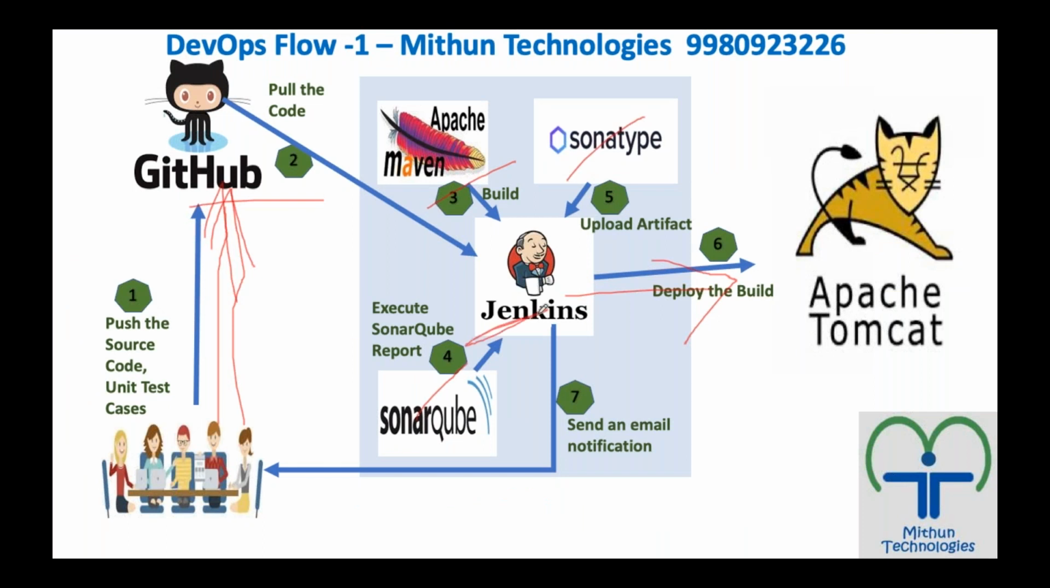Whatever time interval we have configured, at that particular time interval, every time Jenkins will go to GitHub and check whether updated code is there or not. On what basis is it going to identify whether updated code is there or not? Based on the commit ID.